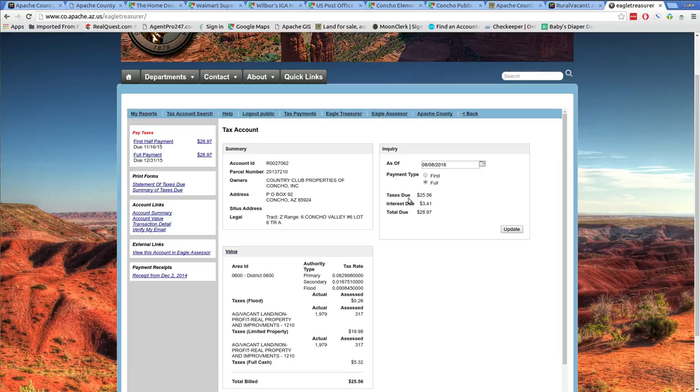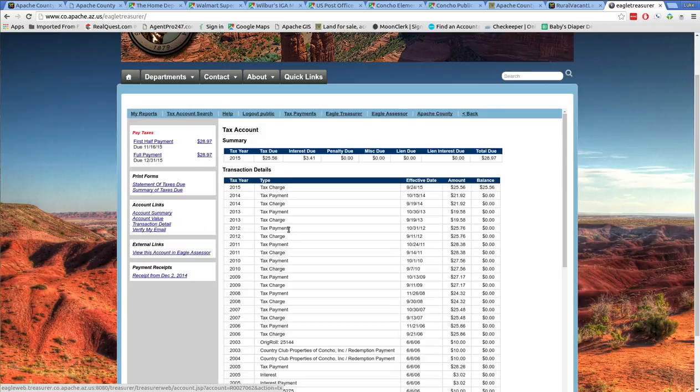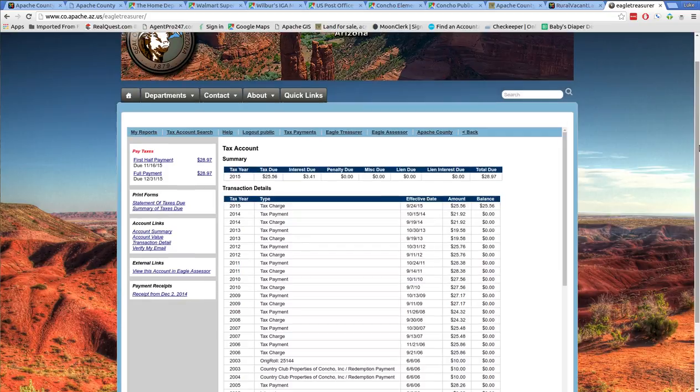But what I wanted to show you is if it said no taxes due on here, and you're trying to look up how much the taxes are, you can go to transaction detail. On the transaction detail, you can see how much the tax charge was every year going back a long ways for Apache County. In this particular property, 25.56, 21.92, 19.25, 28, 27, let's call it twenty-something bucks, just under $30 going back in time.